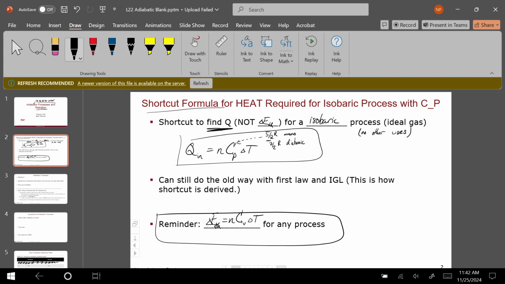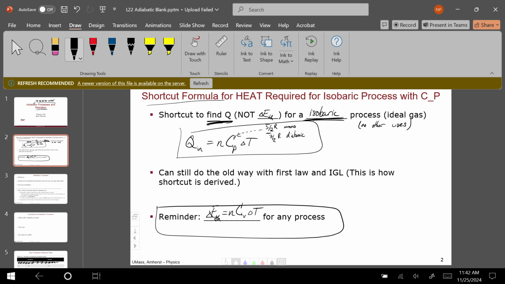And that's your shortcut equation. Again, it only works to find Q, not delta E thermal, during an isobaric process. You have this in your toolbox if you ever have an isobaric process. In fact, the last example we had, you can do it using this formula. Again, it's an isobaric process, and we were asked to find Q, so technically you can do it in one step.